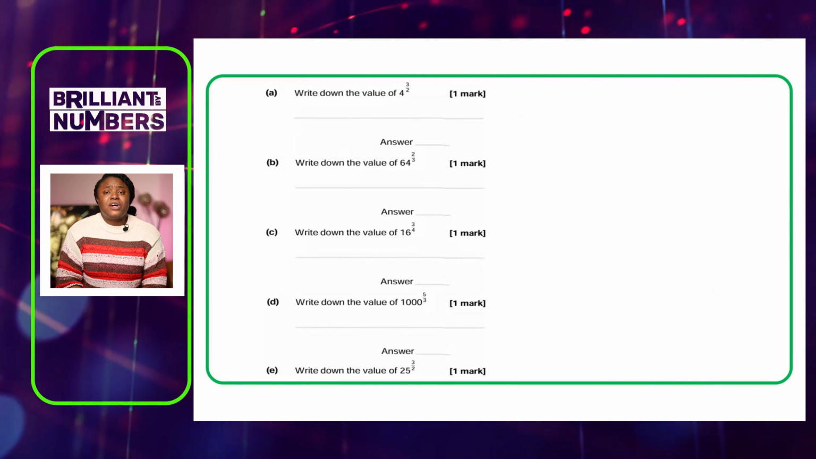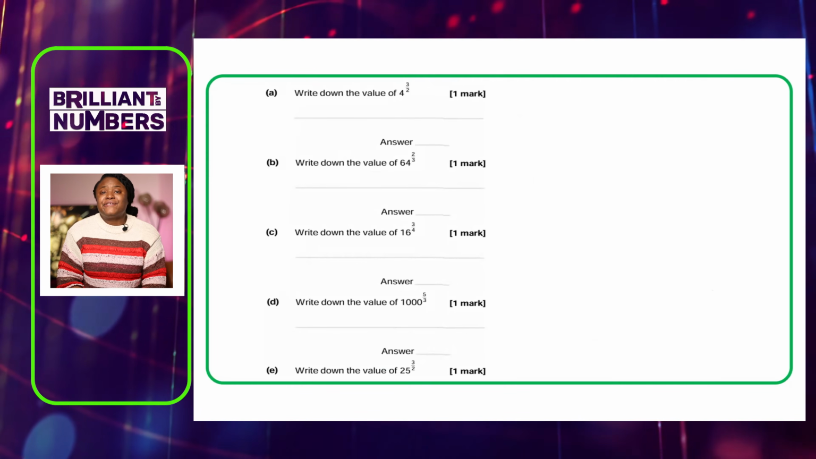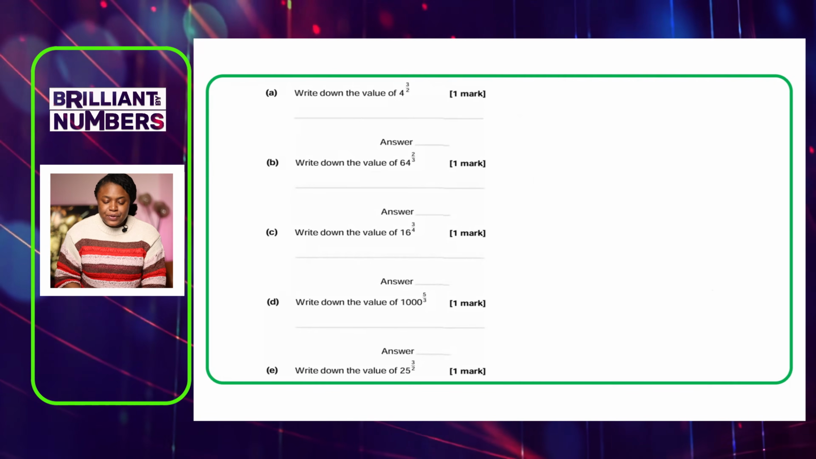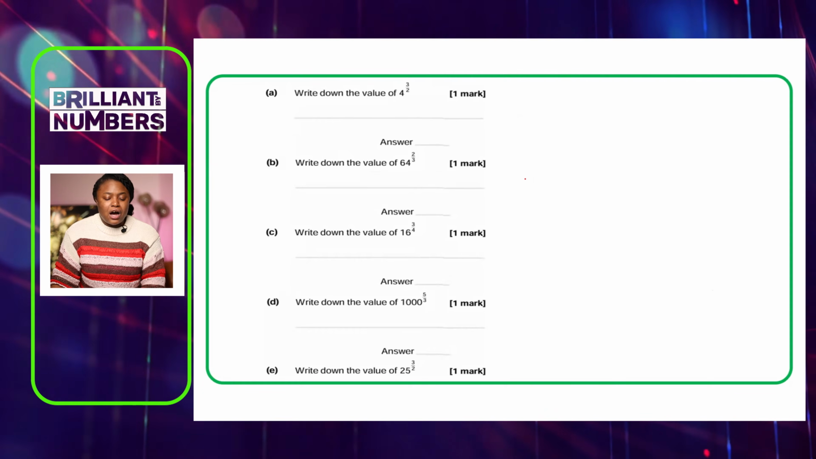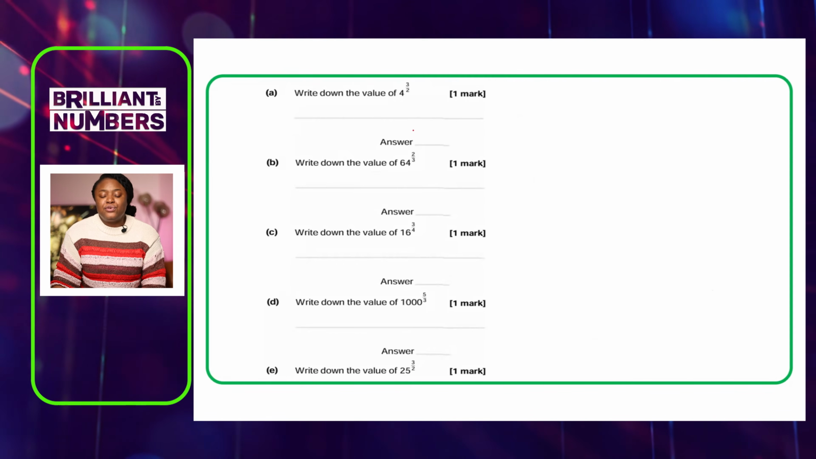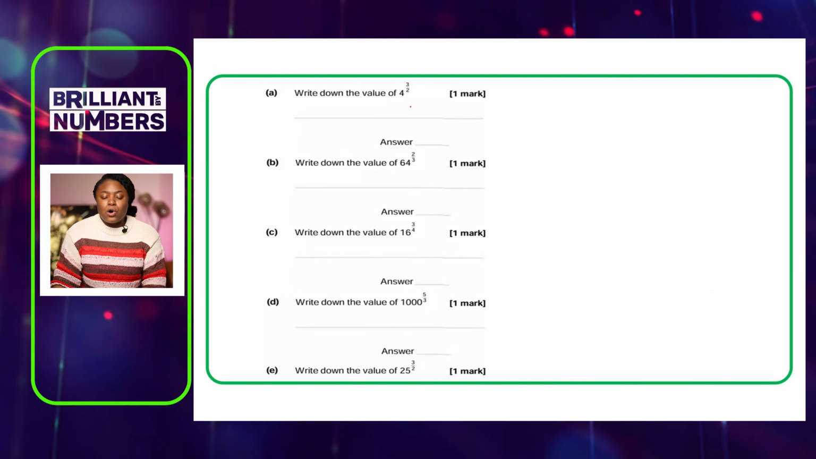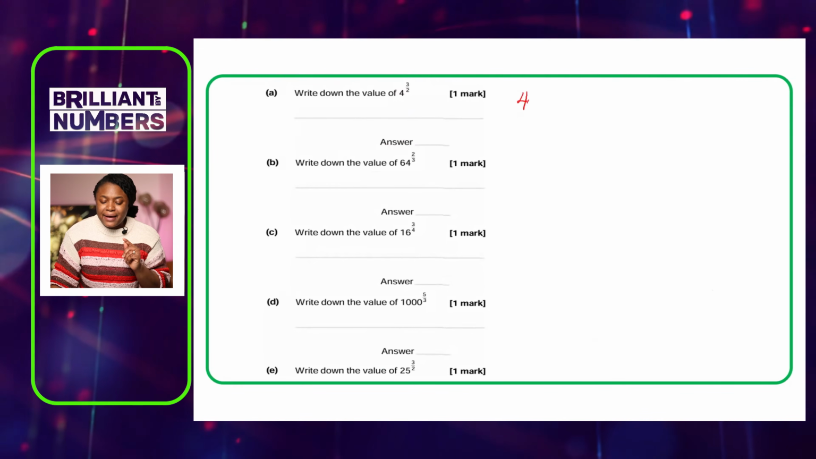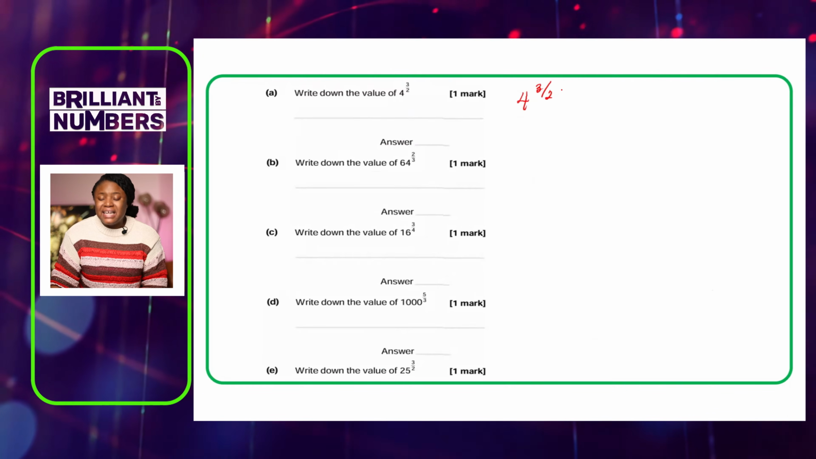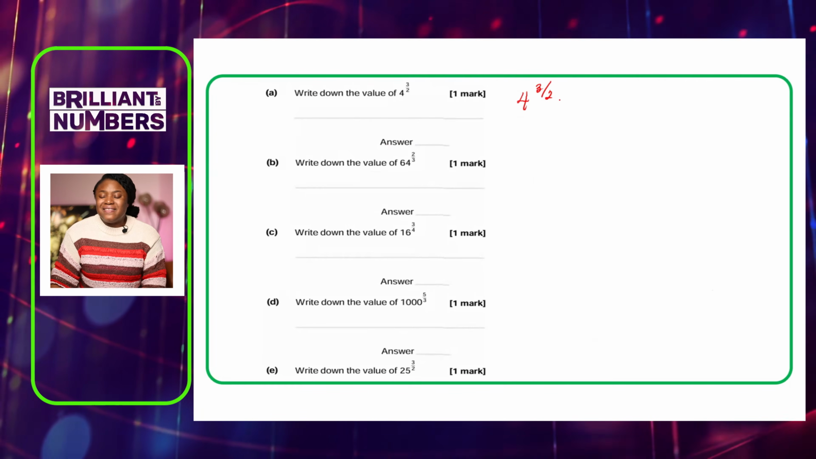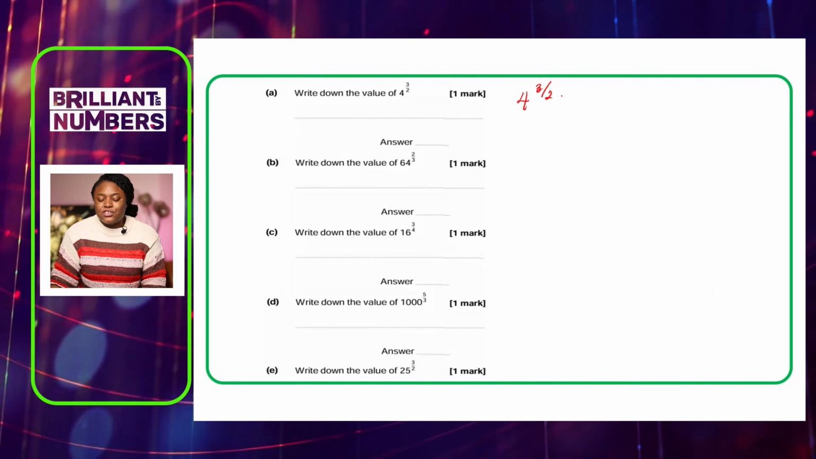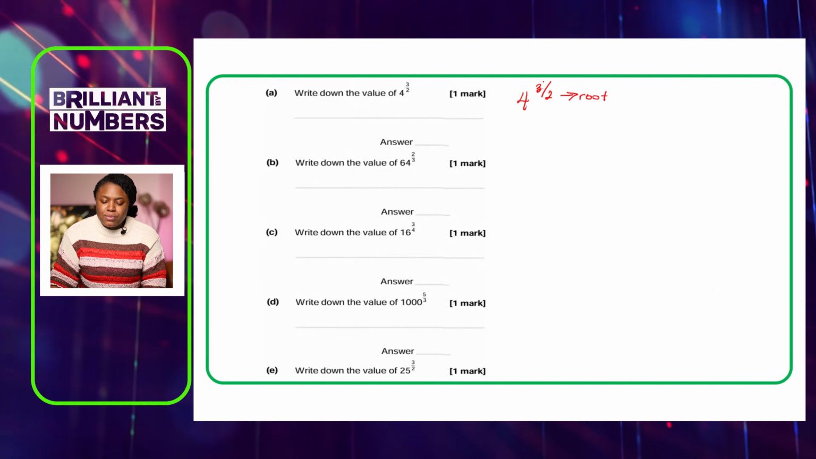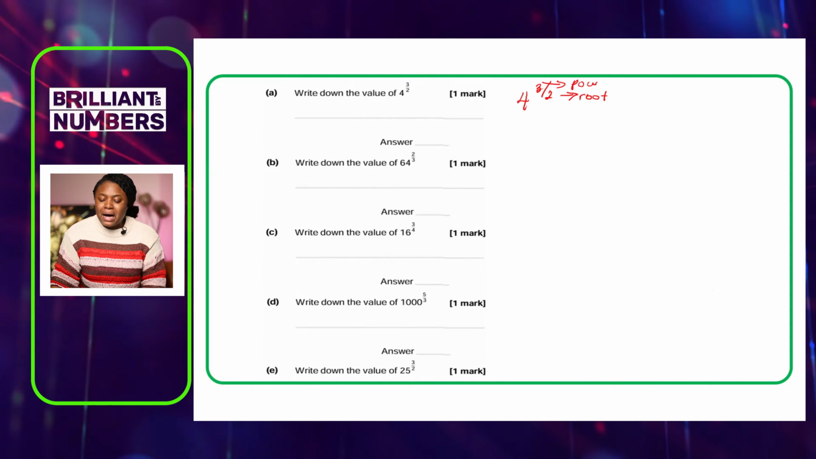So we carry on with our indices now, but we're looking at fractional powers, which lots of people tend to forget. So the first question here asks me to write down the value of 4 to the power of 3 halves. Now, first thing we need to remember here is the laws of indices indicates that the denominator of the fraction tells me my root, write that down, and the numerator tells us our power.